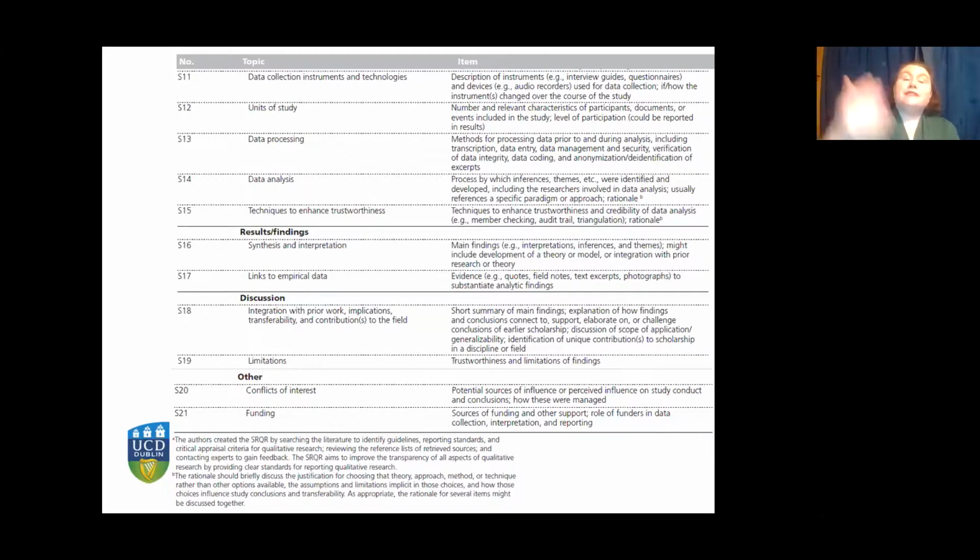So it's interesting to think as to whether you've used these before, whether you're familiar with them, or whether you could use them in the future.